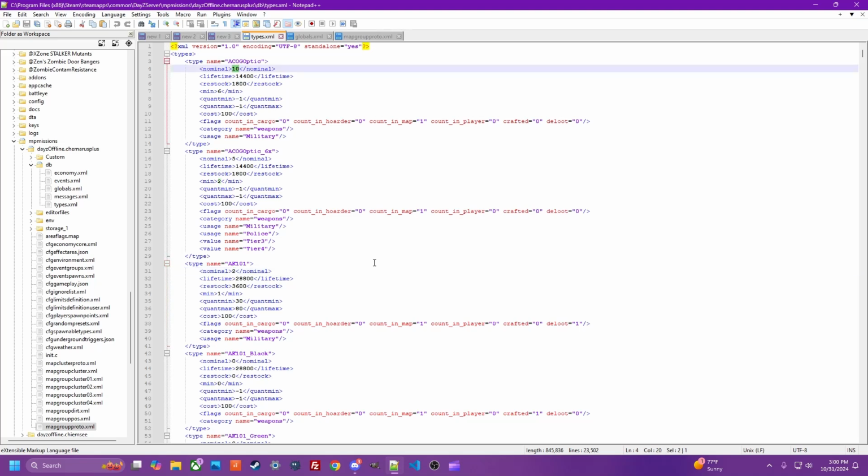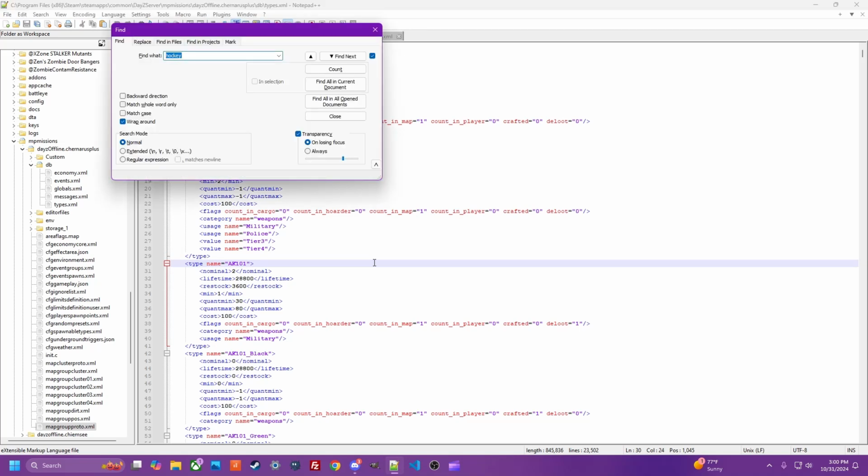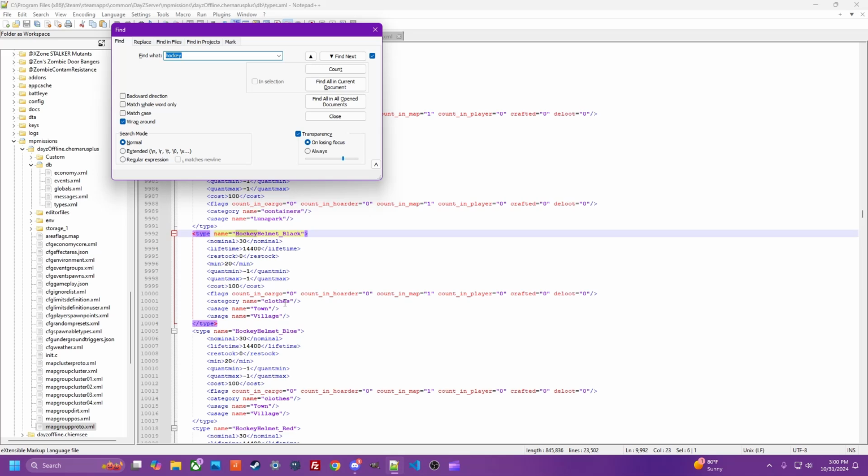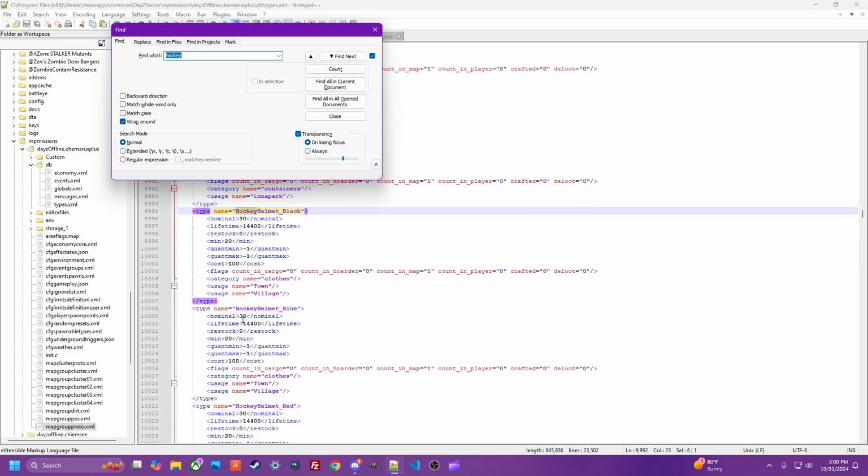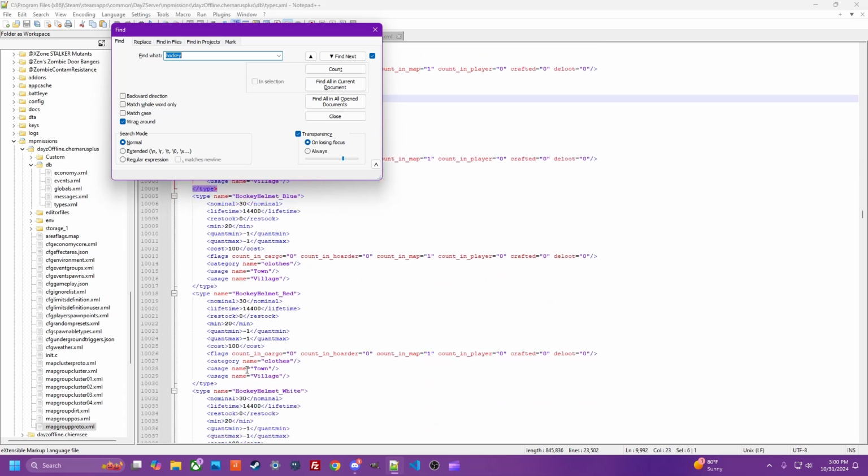None of this is too bad, but let's dive a little deeper. What if we search the hockey helmet? Let's take a look at the hockey helmet. There's 30 of them already. You times that by 3, you got 90 of them. 90 black, 90 blue, 90 red, etc.